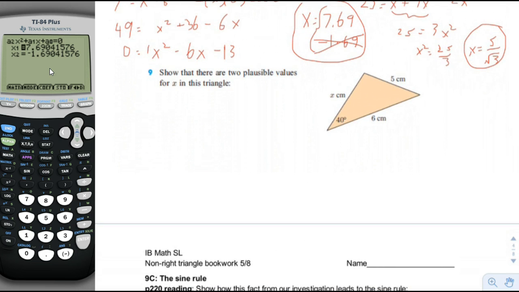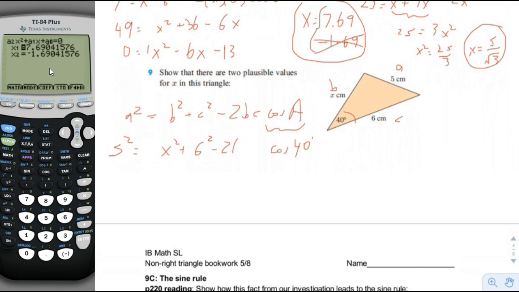Okay. So one of the values, let's see, a squared equals b squared plus c squared minus 2bc times cosine of a. And once you do a few of these problems, you've already got it memorized, even though it's in the formula sheet, right? Cosine of a is going to be cosine of 40 degrees. This is going to be a, this is going to be b, this is going to be c. So a squared is 5 squared, b squared is x squared, c squared is 6 squared, minus 2 times x times 6 cosine of 40. Okay, so this is going to be 25 equals x squared plus 36 minus 12x cosine of 40.